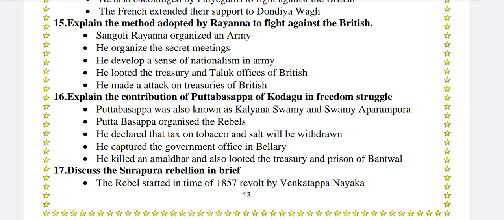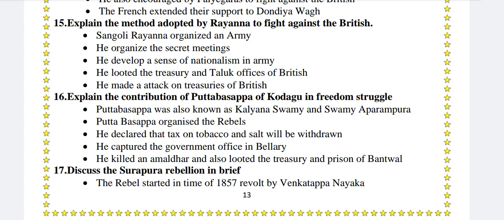Explain the method adopted by Rayanna to fight against the British. Sangolli Rayanna organized an army. He organized secret meetings. He developed a sense of nationalism in the army. He looted the treasury and taluk offices of the British. He made an attack on the treasuries of the British.